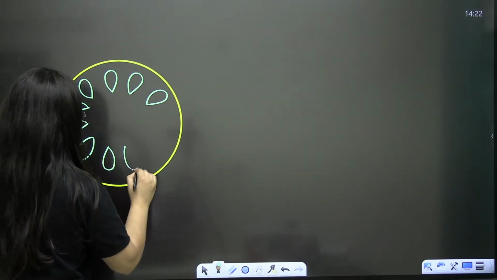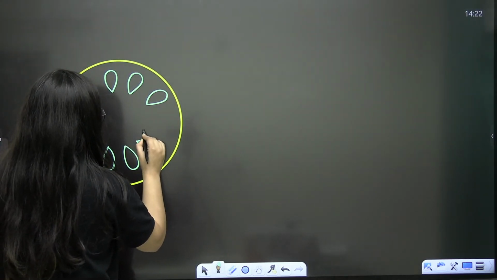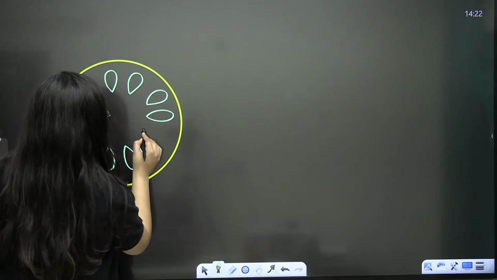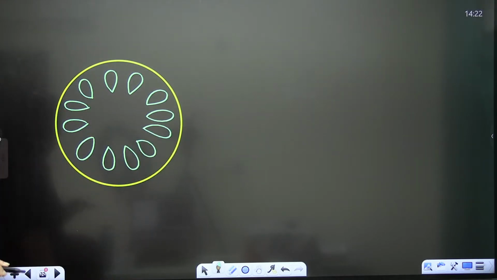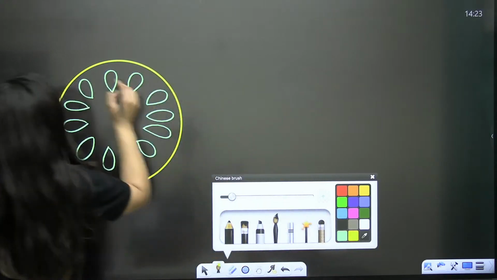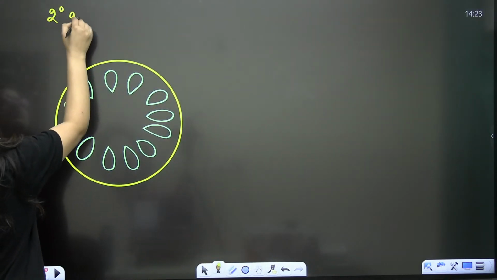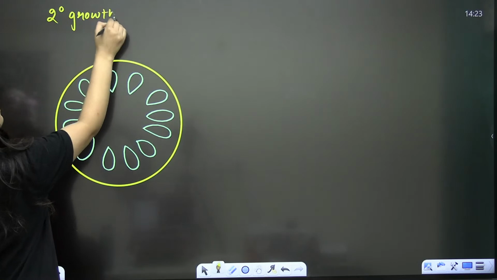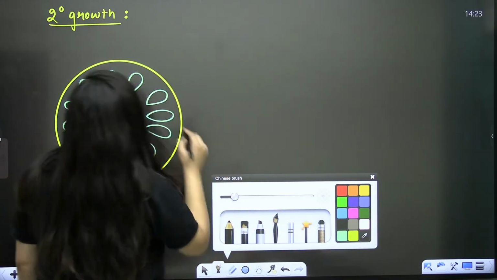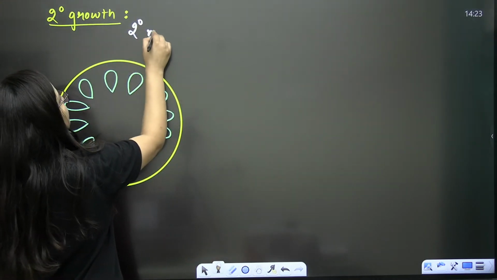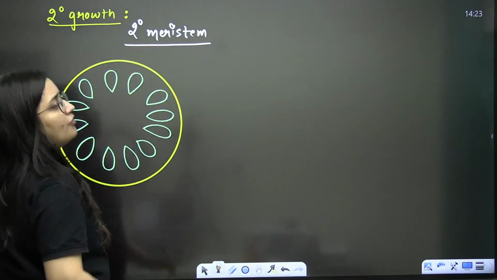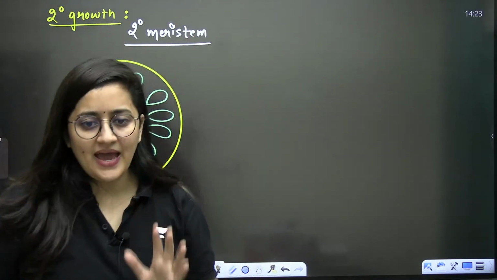We will start with the vascular bundles. Clear? We are going to start it with the vascular bundles. You know that for the secondary growth, what do we need? We need the secondary meristem first. Yes or no? There should be the formation of the secondary meristem first.